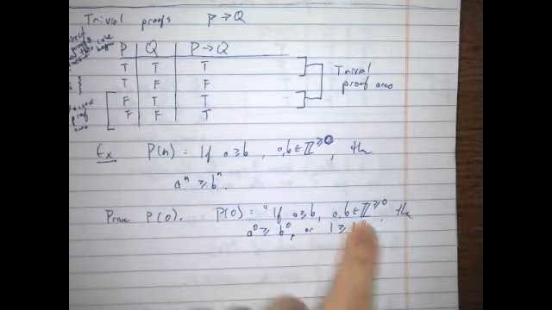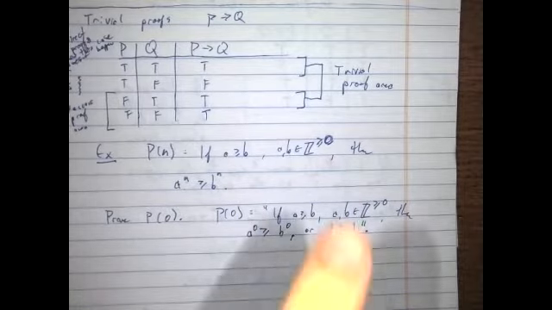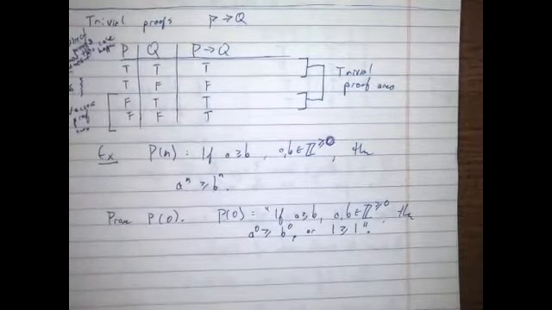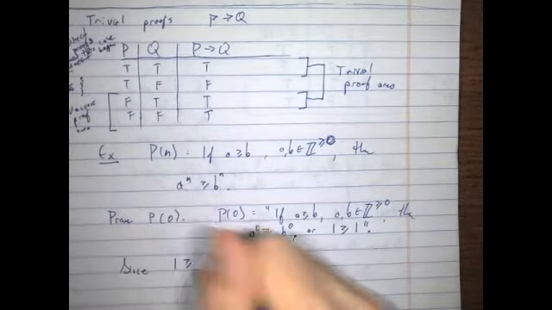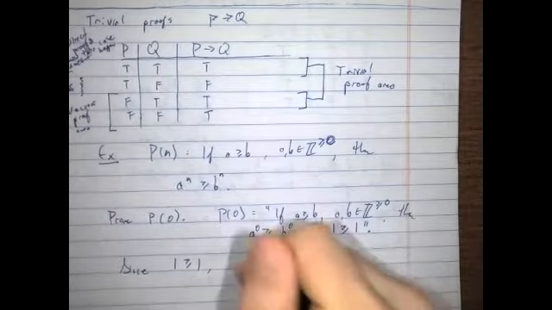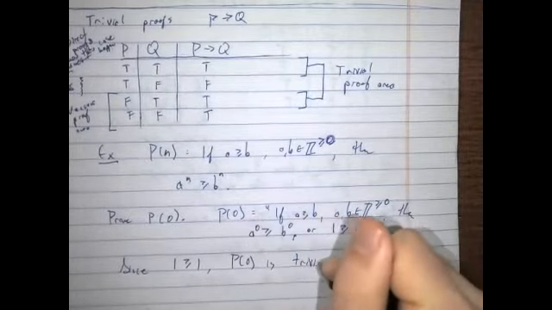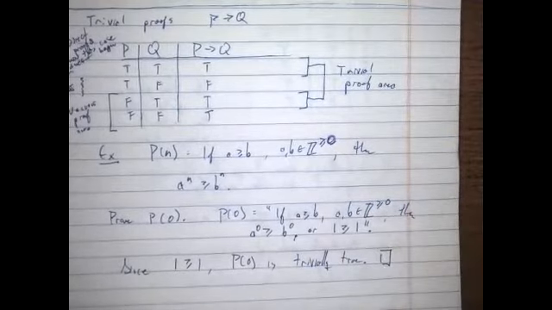1 is greater than or equal to 1 is just always true, so I don't care what the premise was. Because if the conclusion is true, then I'm done. The conclusion being true means P implies Q is true. So, since 1 is indeed greater than or equal to 1, P of 0 is trivially true. Box.